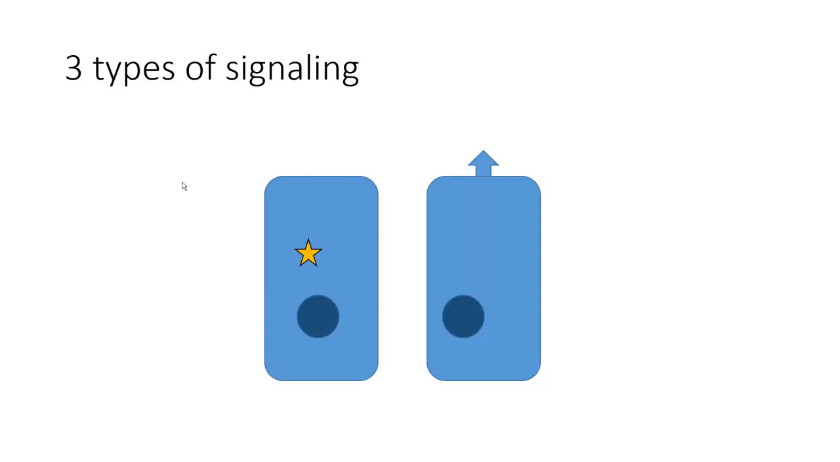Sometimes the cell that's secreting the signal, in this case our cell on the left here, is going to be sending that signal to a very nearby cell. So it's just going to zip right up here to this next door neighbor cell. We call that paracrine signaling.